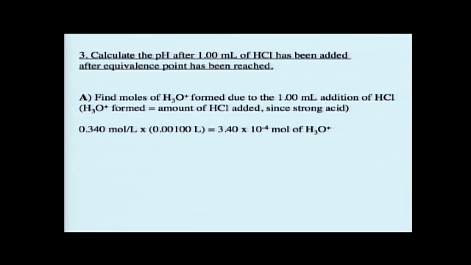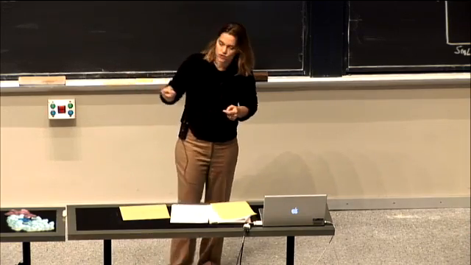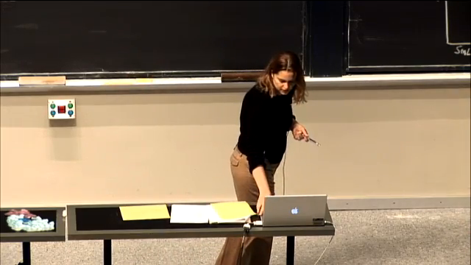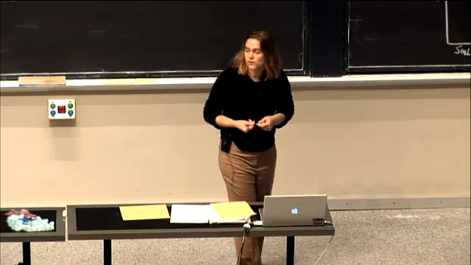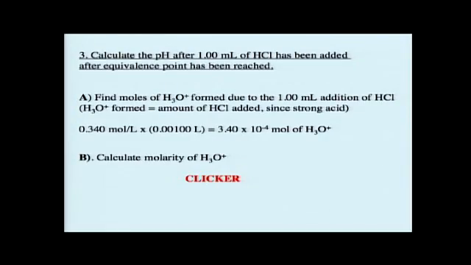First we can find the number of moles of the strong acid that we've added extra. We added 1 mil of the strong acid, and again it goes to completion. The concentration of the acid is 0.34 molar times our 1 mil. So we've added 3.4 times 10 to the minus 4 extra moles of our acid. Let's calculate then what the molarity is of what we have added that was extra.